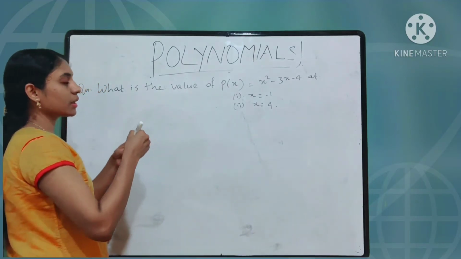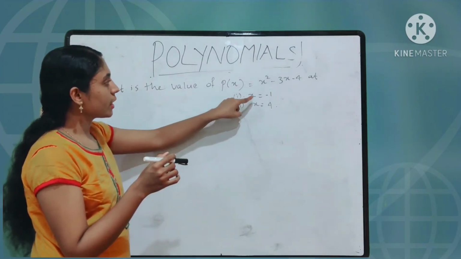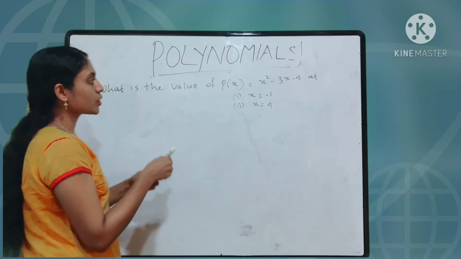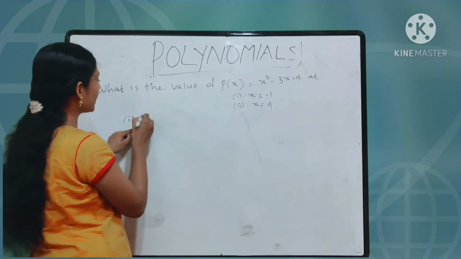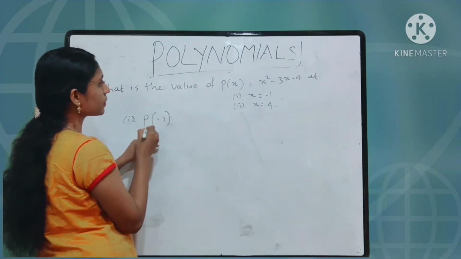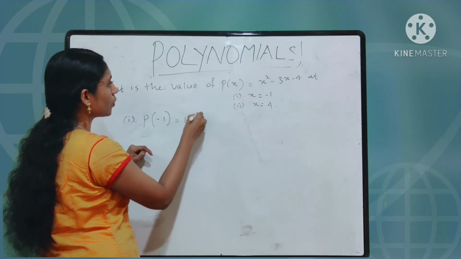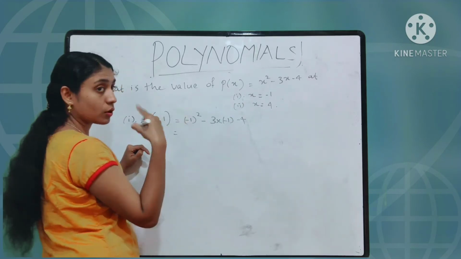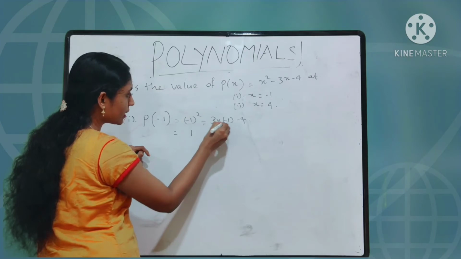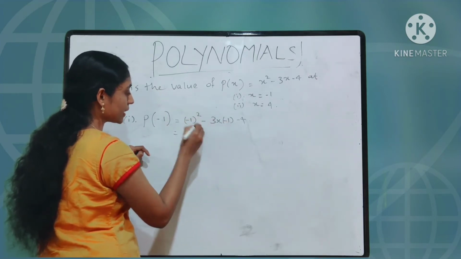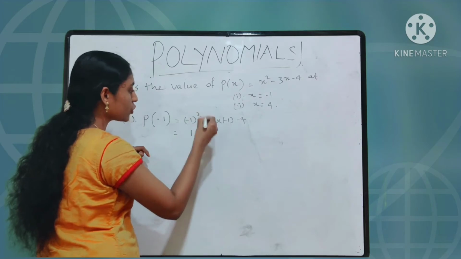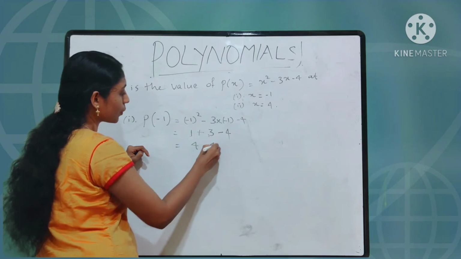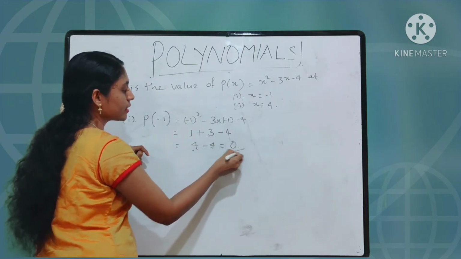That means if the question comes like this, you have to substitute minus 1 instead of x in the first case, and in the second case you can put x is equal to 4. So first case, if x is equal to minus 1, instead of x we can write p of minus 1. P of minus 1 is equal to minus 1 the whole square minus 3 into minus 1 minus 4. So minus 1 the whole square is plus 1. And here it is minus, here it is minus. Minus minus becomes plus in case of multiplication. So plus 3 into 1 is 3 minus 4. So 3 plus 1 is 4 minus 4. Plus 4 and minus 4 get cancelled. The answer is 0.